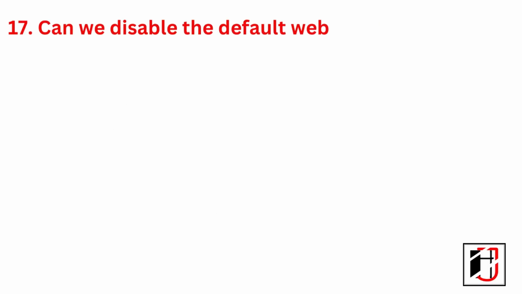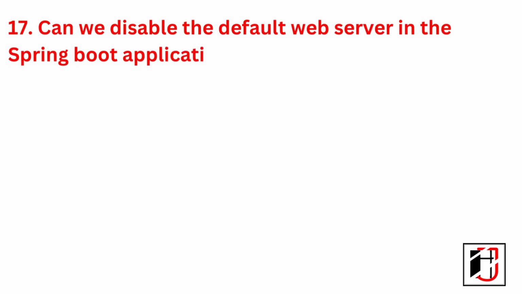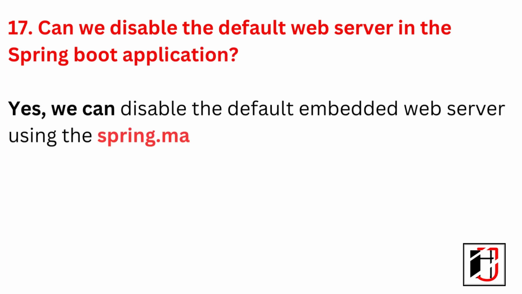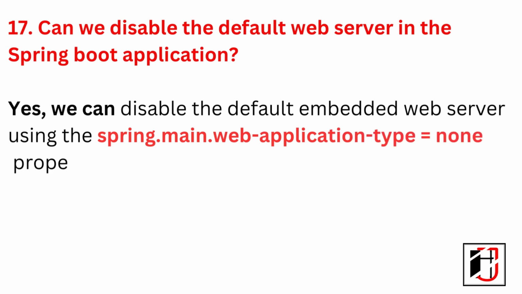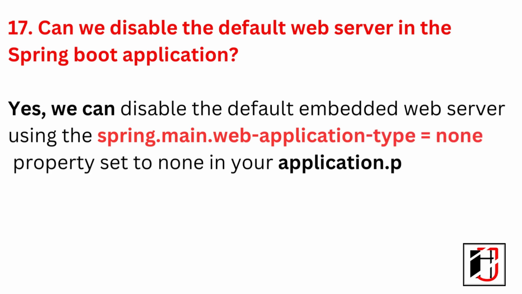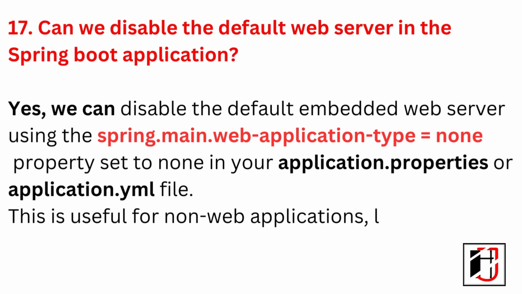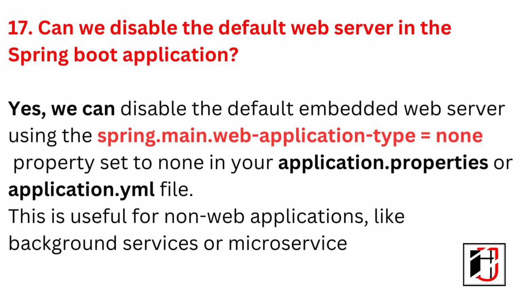Can we disable the default web server in the Spring Boot application? Yes, we can disable the default embedded web server using the spring.main.web-application-type property, set to none in your application.properties or application.yml file. This is useful for non-web applications like background services or microservices.